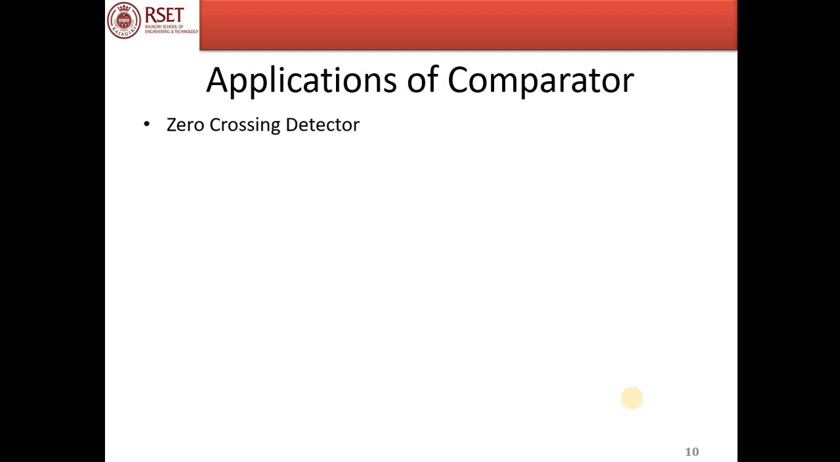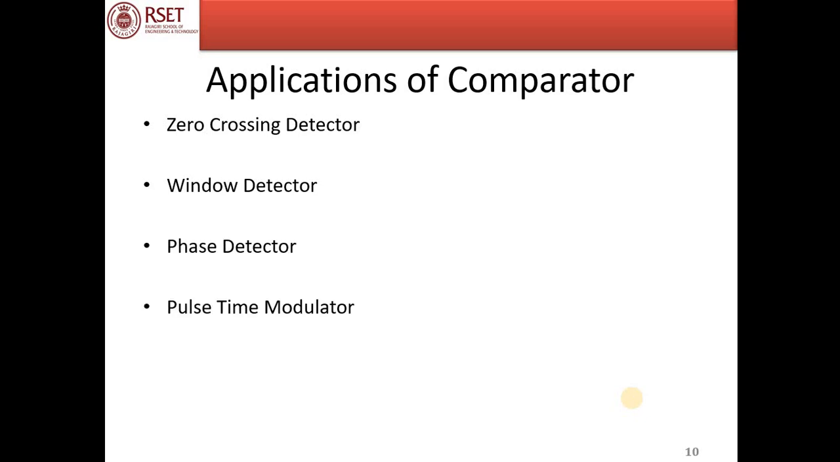Zero crossing detector, window detector, phase detector, pulse time modulator, and time marker generator. These are some of the applications of an op-amp comparator circuit. We will learn about the zero crossing detector in detail in the further slides.